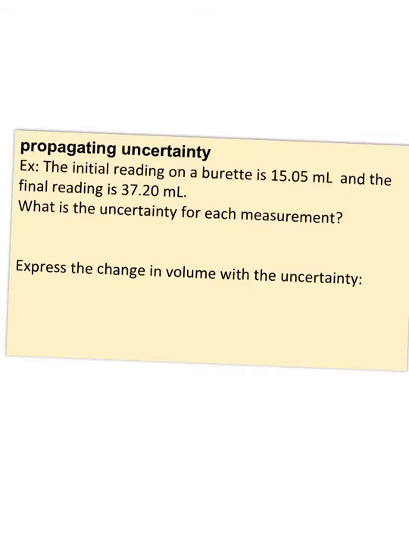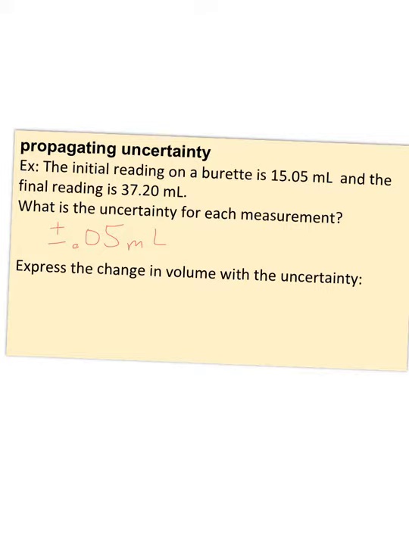So how do you propagate uncertainty? Well, if the initial reading on a burette is 15.05 milliliters and the final reading is 37.20 milliliters, we can assume the uncertainty for each measurement is half of that final digit, or plus or minus 0.05 milliliters, because this is going to be analog equipment. So express the change in volume with the uncertainty.